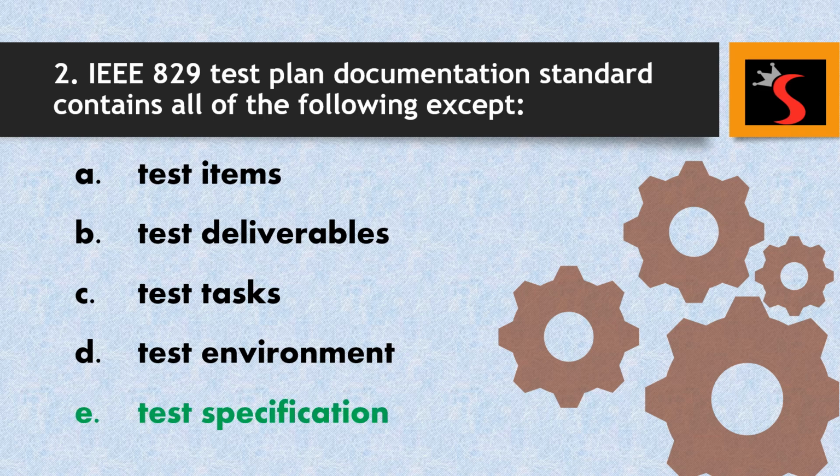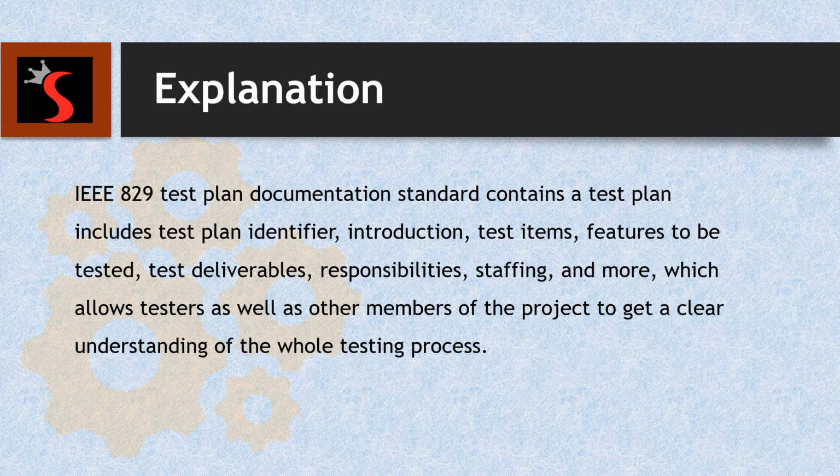And the right answer is option E. Test specification. Explanation: IEEE 829 test plan documentation standard contains a test plan, includes test plan identifier, introduction, test items, features to be tested, test deliverables, responsibilities, staffing and more, which allows testers as well as other members of the project to get a clear understanding of the whole testing process.